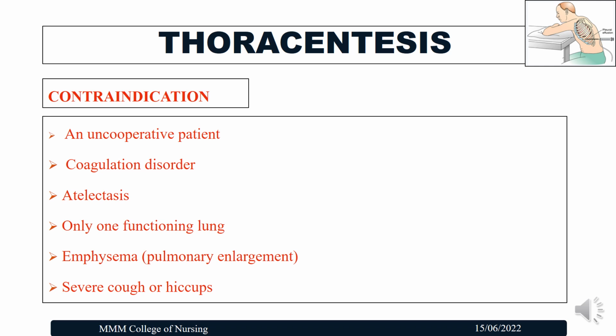Contraindications of thoracentesis include an uncooperative patient, or if the patient has some coagulation disorder. Sometimes when we do thoracentesis, there is a chance for bleeding. So if the patient has any coagulation disorder, we should not proceed with the thoracentesis. Other contraindications are atelectasis, collapse of the lungs, only one functioning lung, emphysema, or severe cough or hiccups. If the patient has cough or hiccups, when we introduce the needle, there is a chance of damage to the nearby tissues. So in such cases also we should not proceed with thoracentesis.